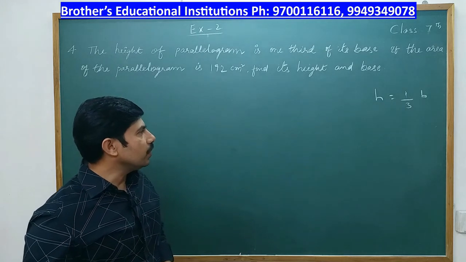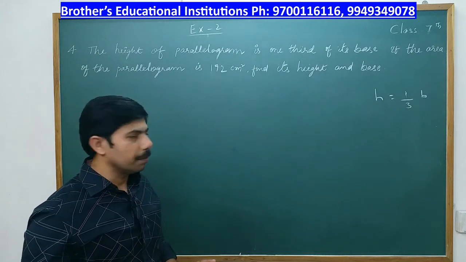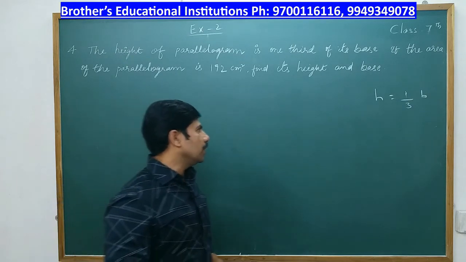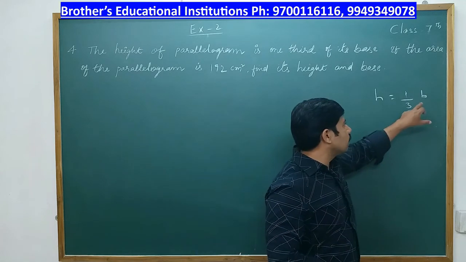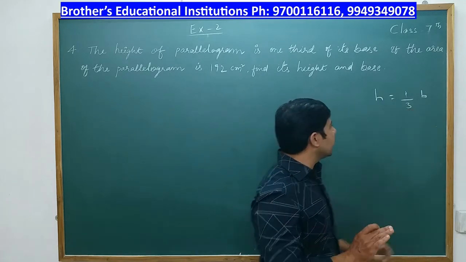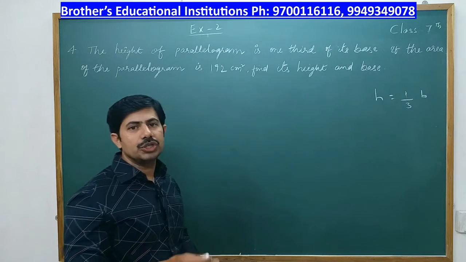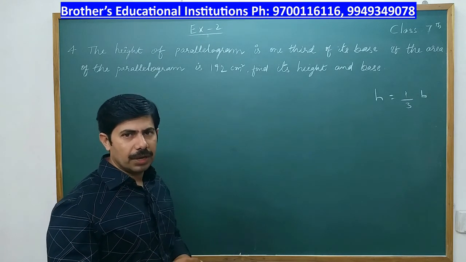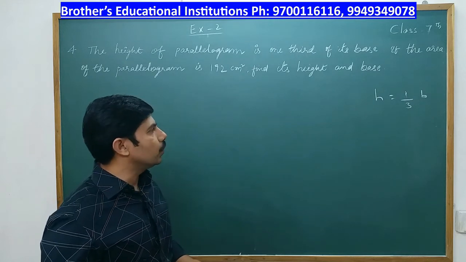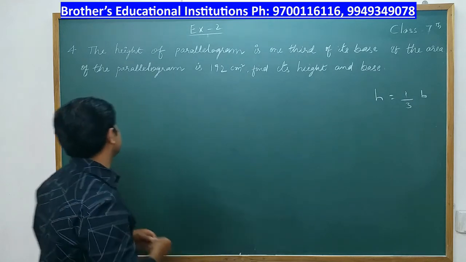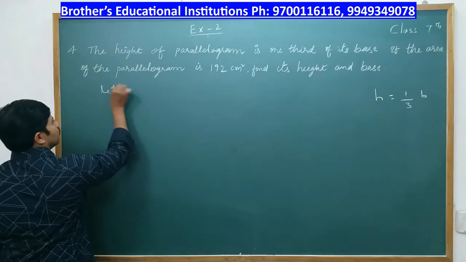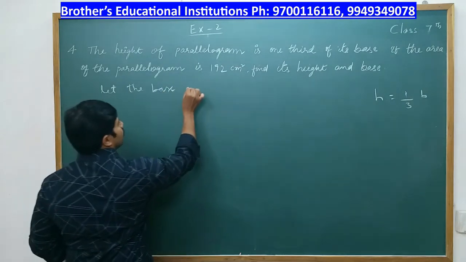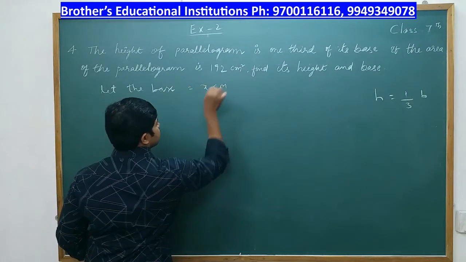So here we need to assume either height or base as a variable called x. Preferably, the right side term, always assume as x. On the right side we have base, so assume base as x. Preferably you take the RHS as the variable. So I will assume the base of the parallelogram as x. So let the base of the parallelogram be x centimeters.